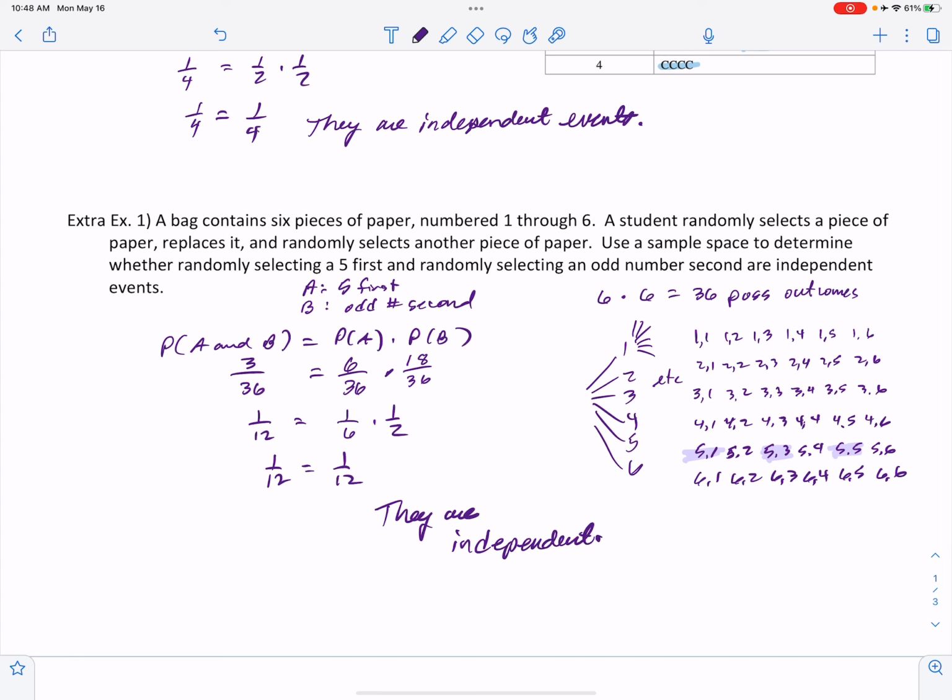It's important that you show details like this and that you label what you're letting be event A and event B, and then I can see all the individual probabilities as you show. So part of this is you're going to have to remember the process. It says, use a sample space to determine whether randomly selecting a 5 first and randomly selecting an odd number second are independent events. This is the process we're looking for.